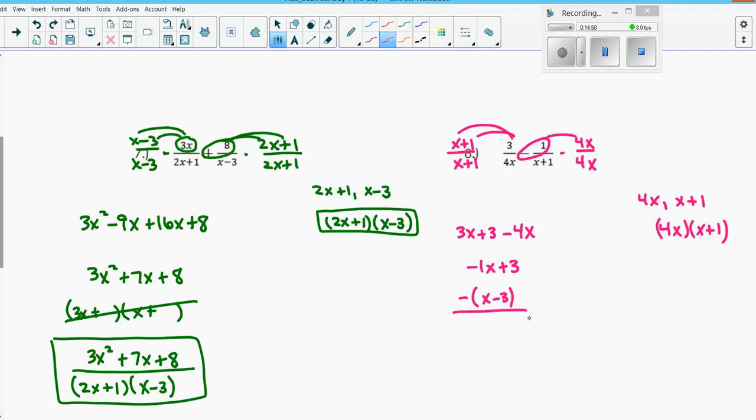My common denominator. So the whole point of listing it out here is that now I know what that denominator is. It's a 4x times an x plus 1. Nothing cancels, so this would be my simplified answer.